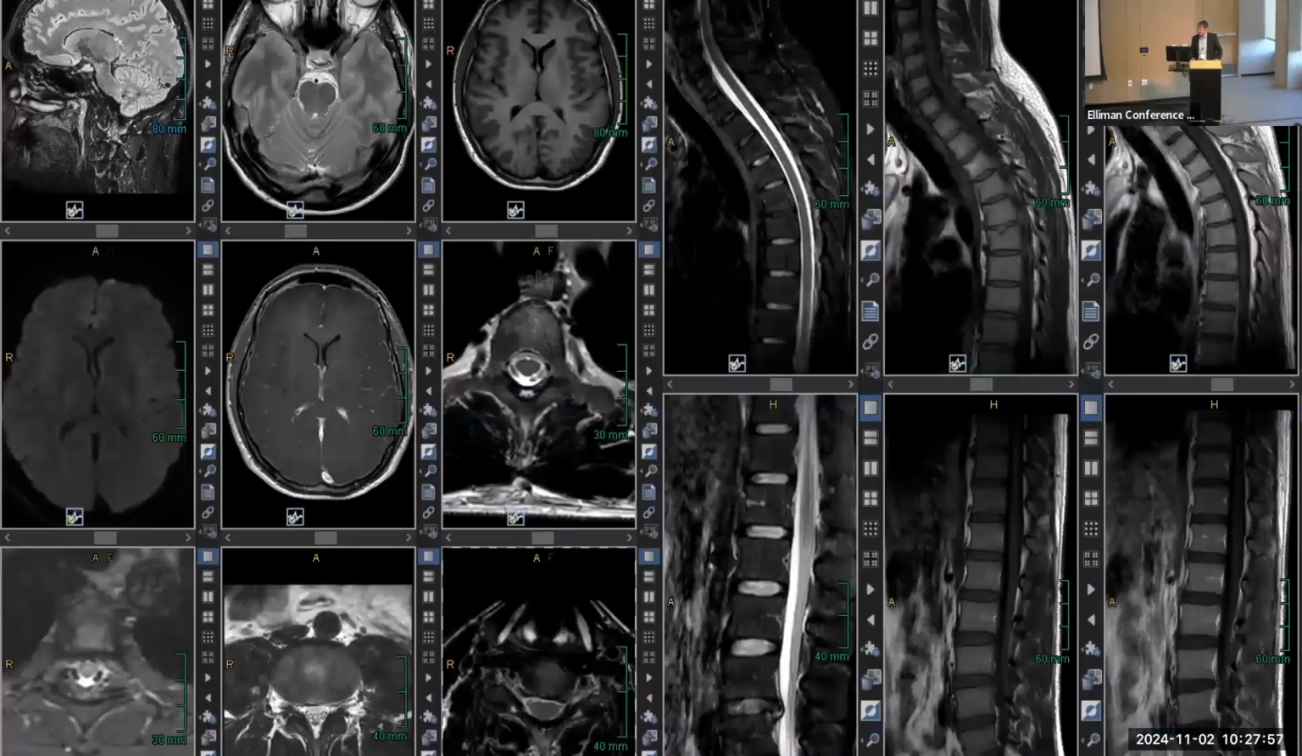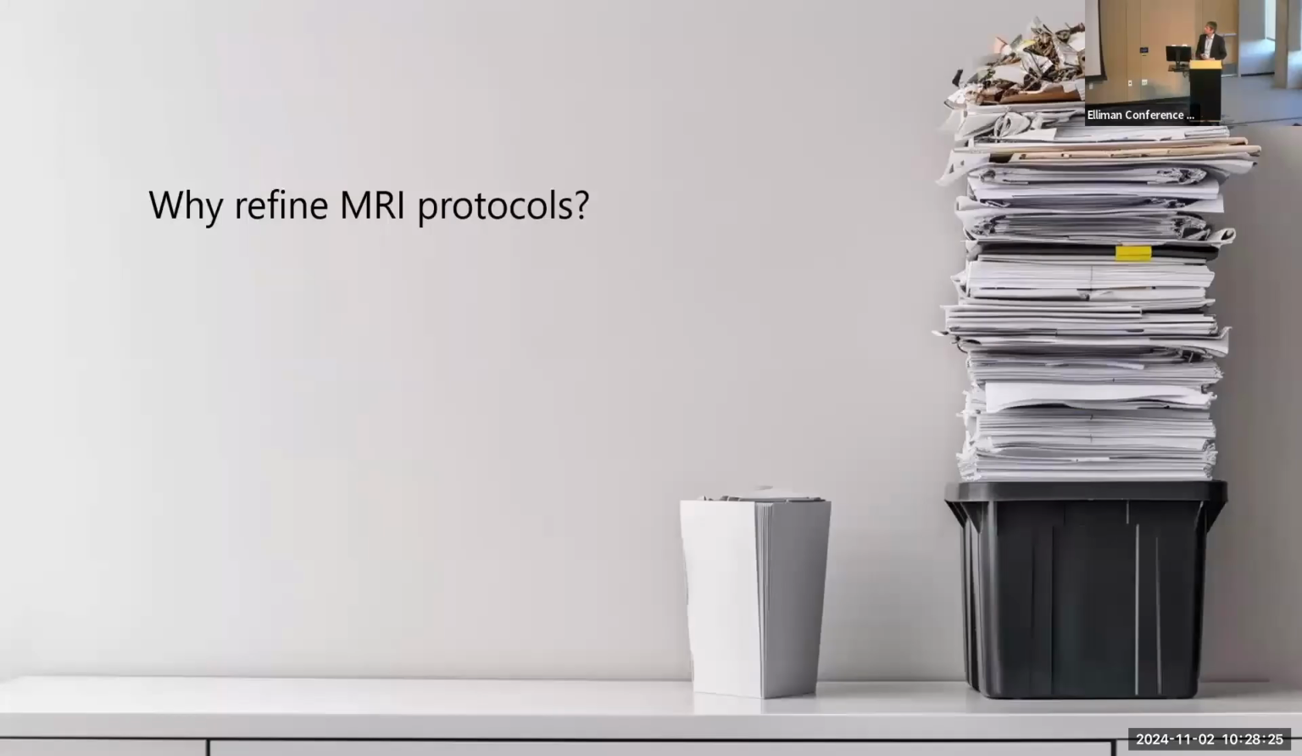So this is what we often see when we are asked for a second opinion on SIH. We see comprehensive and extensive MRI studies that may easily take 1 hour or more. But these images lack some specific MRI sequences to best make the diagnosis of SIH.